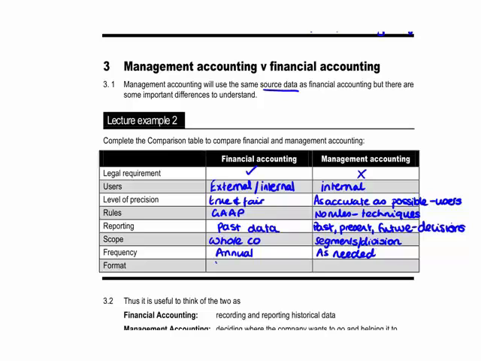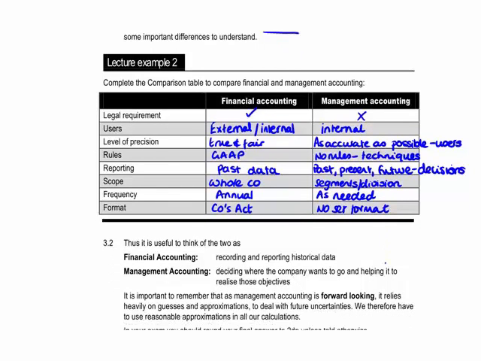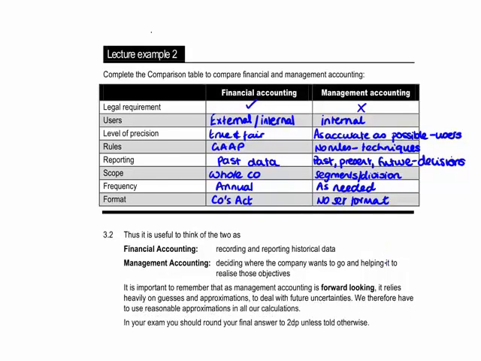The format of the financial accounts is governed by the Companies Act, which lays out what they should look like, what order they should be in and what notes are required. There's no set format for management accounts. That means that there are fewer pro formas for you to learn, but there are still lots of different techniques that you need to be happy with. When we're thinking of the two, you can basically think of financial accounting as recording and reporting historical data, whereas management accounting is more looking forward and helping the business to realise its objectives.